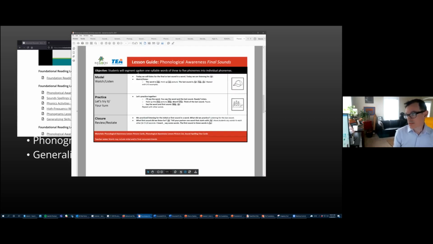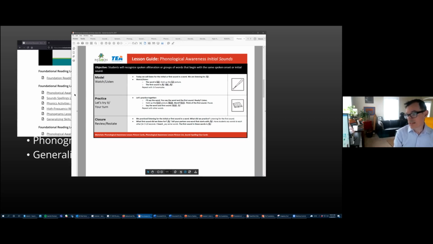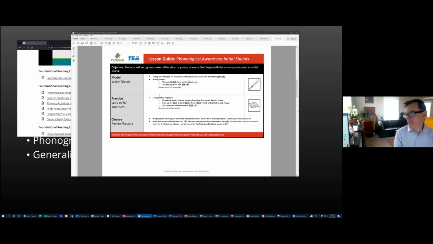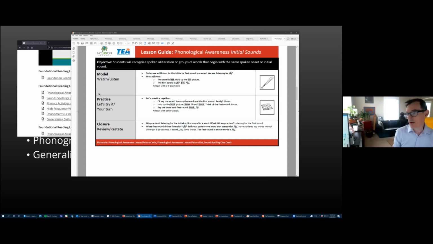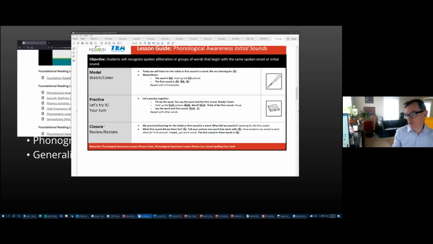So here's the lesson guide for phonological awareness initial sounds. And you can see here the lesson guide is divided into, my screen will make this bigger, 3 parts. There's a model part, a practice part, and a closure part. Really the core here is the modeling and practice. So here it says, today we are listening for the initial sound or first sound in a word. We are listening for B, watch, watch/listen.